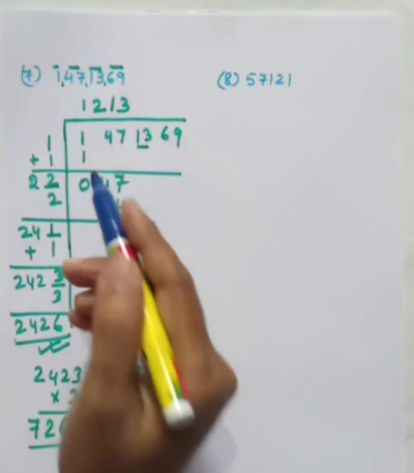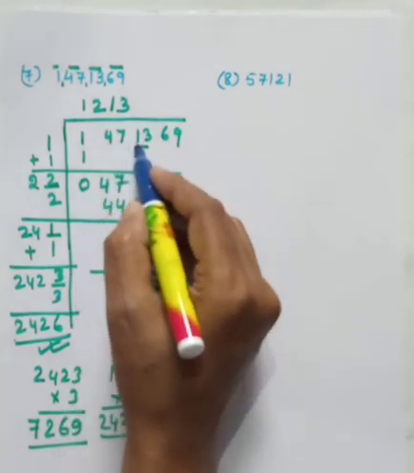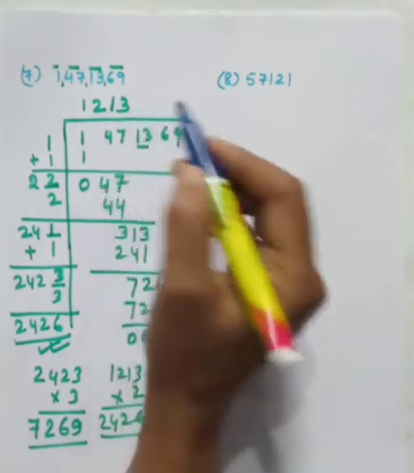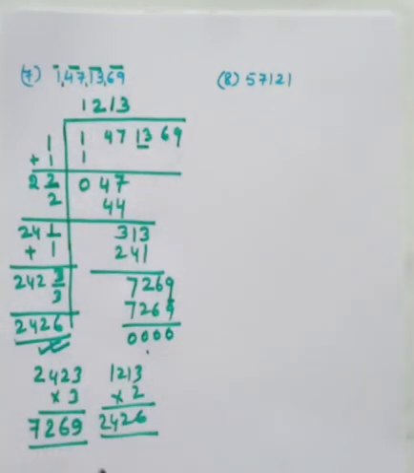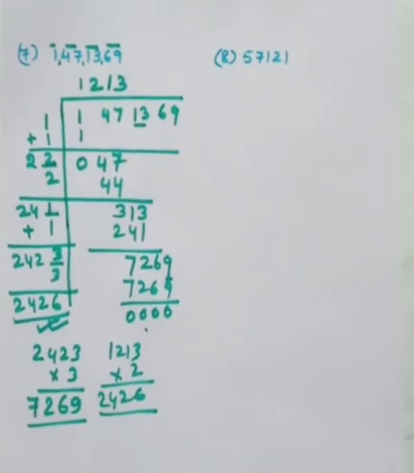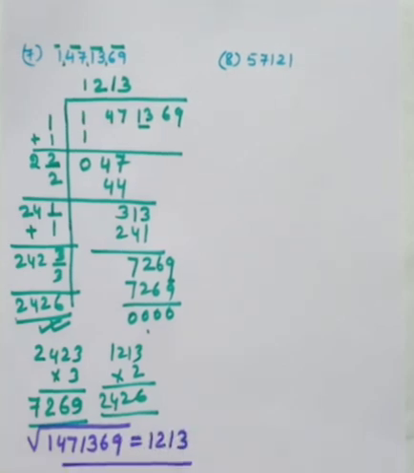So what is our answer to this? Root of 1471369 will be equal to 1213. So we can write here also, I'm just putting like this after the rough work. Root of 1471369 is equal to 1213. So this is your final answer.